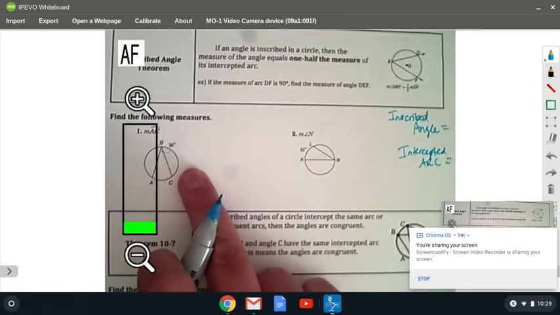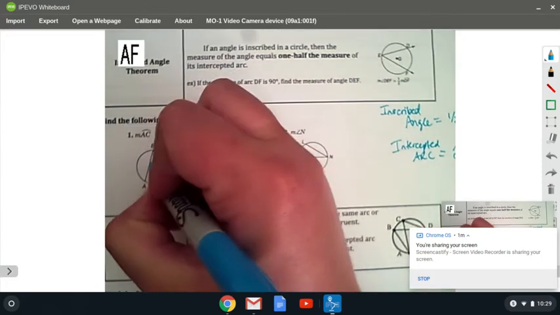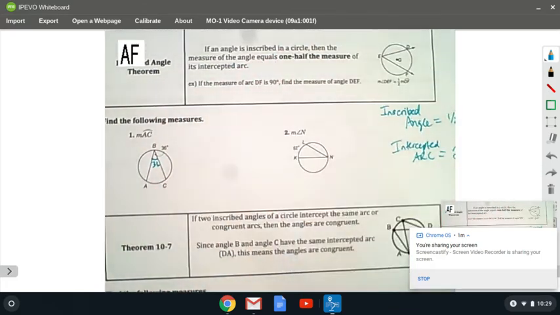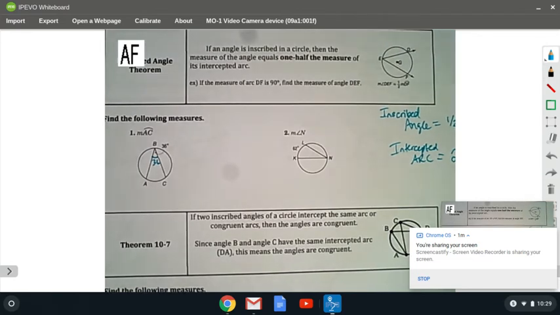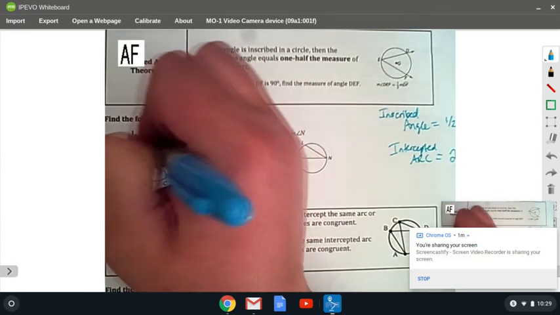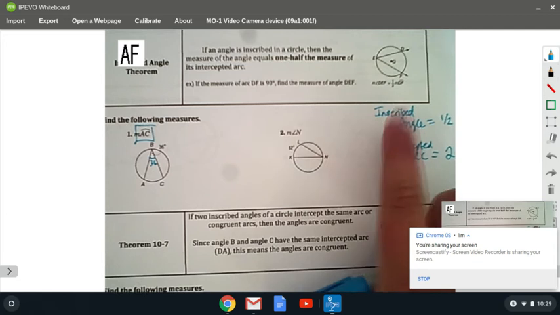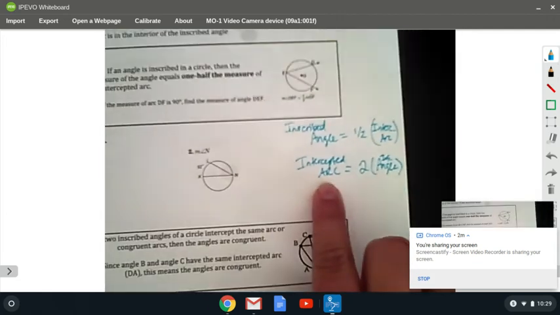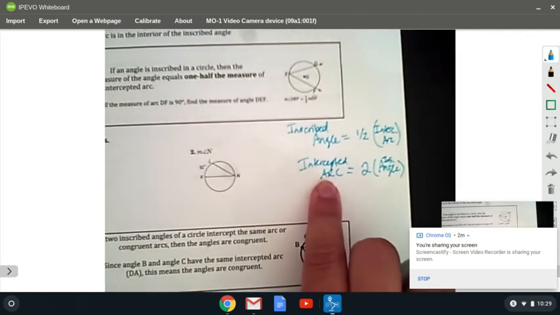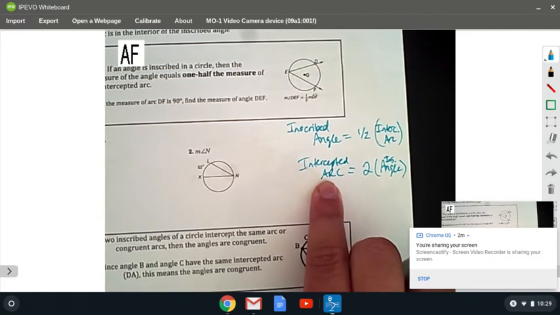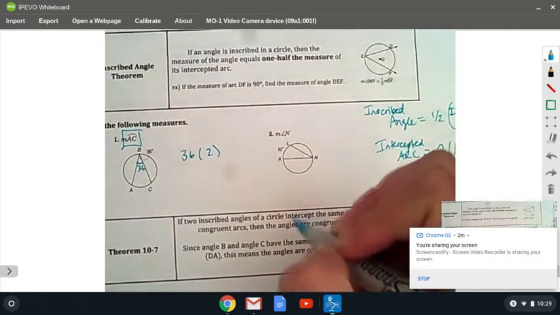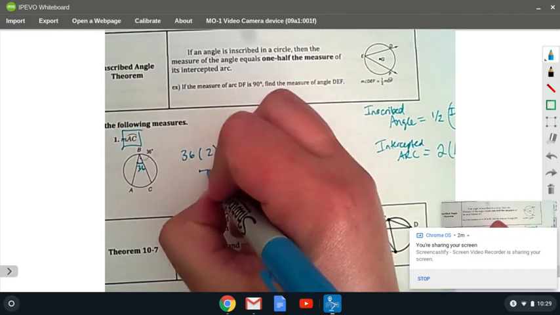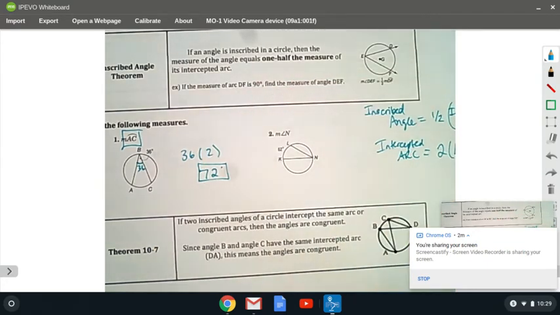Look at this angle here. They told us the angle is 36. So the inscribed angle is 36. They want us to find the intercepted arc. So we have the inscribed angle, and we want to find the arc. I would use this formula: intercepted arc equals 2 times the angle. So I'm just going to take this angle and multiply it by 2. 36 times 2 is 72 degrees for my arc.